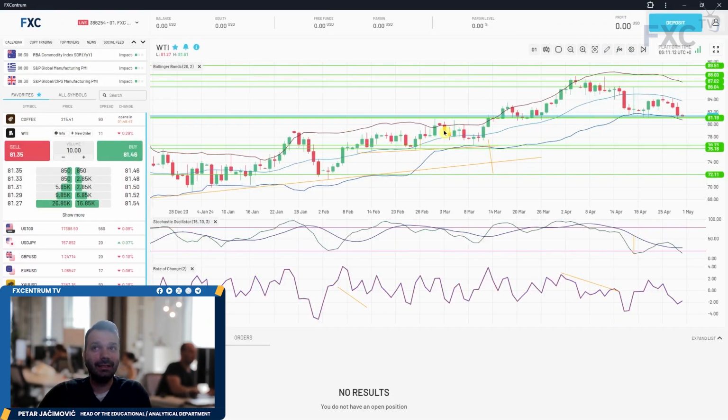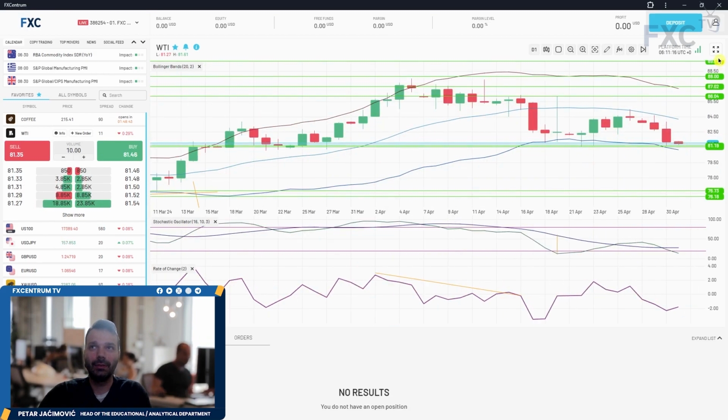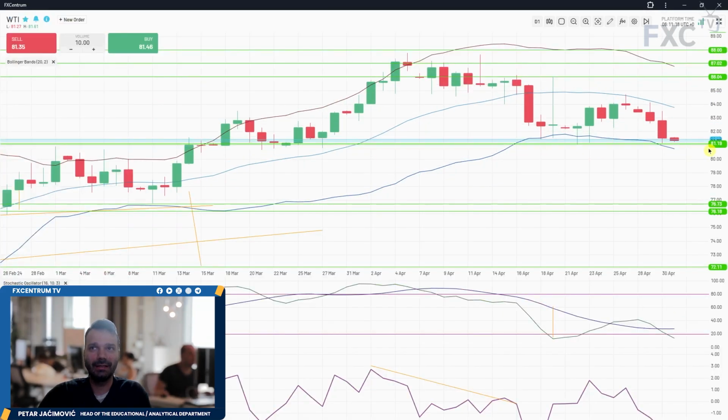Now on the WTI, we're very close and we're just testing the key support. So key support is 81.20. You can see that there was another fresh bear cross in the slow and fast line. The fast line now sloping to the downside.